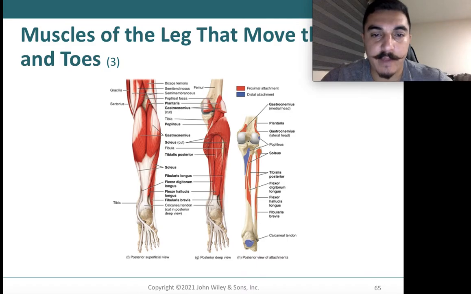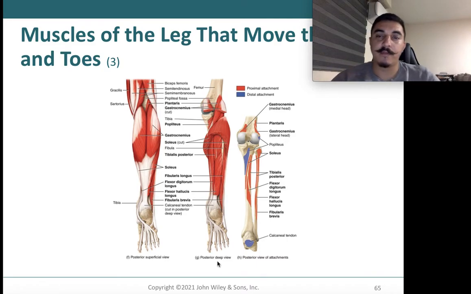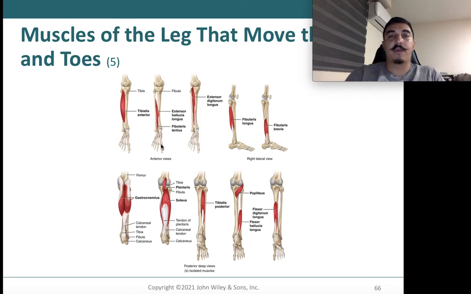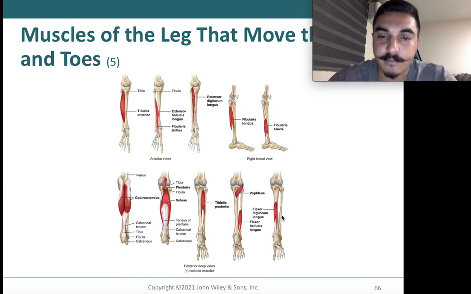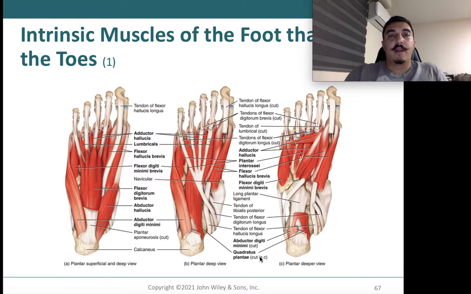What else do we have? Flexor digitorum longus kind of coming down. Fibularis brevis. So here's individually. Here's our brevis in the back. Our longus, the longer one. The extensor digitorum longus that extends our digits. Fibularis tertius, kind of like in the middle of them. Tibialis anterior, right? Gastrocnemius, soleus, tibialis posterior, longus. And we have our intrinsic muscles of the foot and the toe.